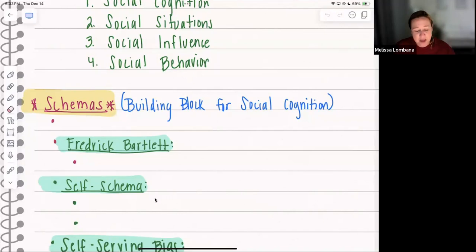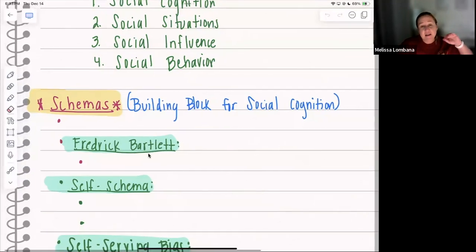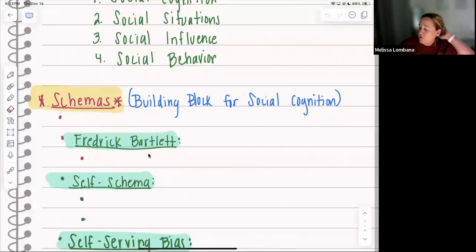Okay, so under schemas, I want you to write this guy's name. His name is Frederick Bartlett. And why you need to know him specifically for this unit is that he actually did studies. He wanted to investigate how cultural schemas, so really interesting, guide us, and we're writing all of this down, to recall certain events or situations, okay?